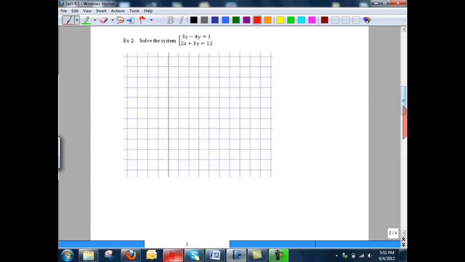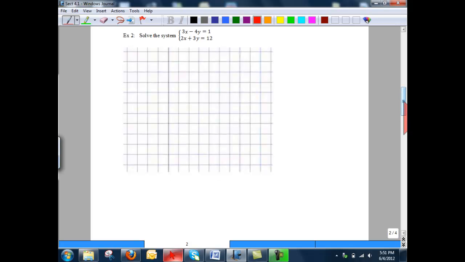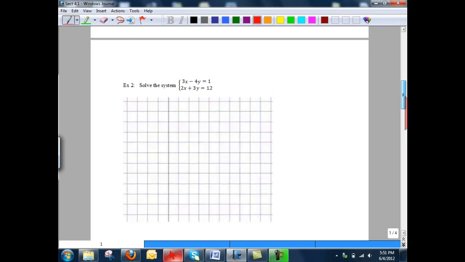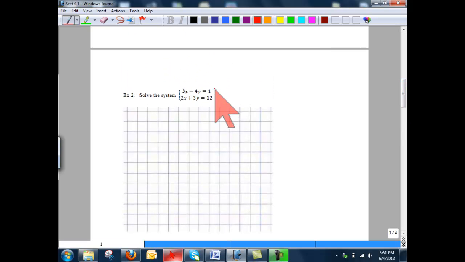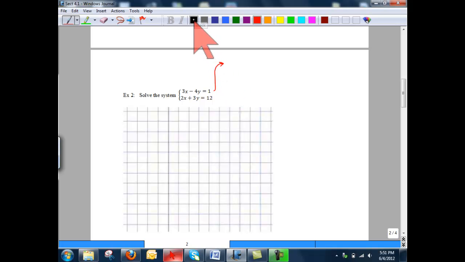Solve the system 3x minus 4y equals 1 and 2x plus 3y equals 12. Okay, that means to find all of the coordinate pairs x, y that satisfy both of these two equations. And there are several ways of doing that. One is graphically, and so let's look at that, and then we'll also do the problem another way.